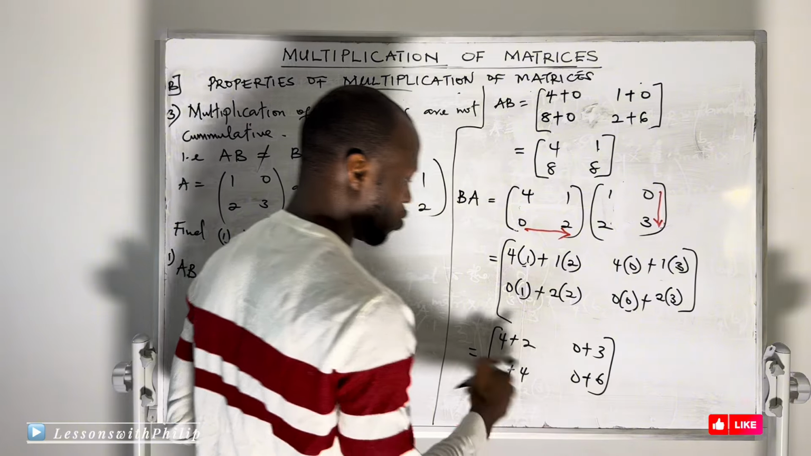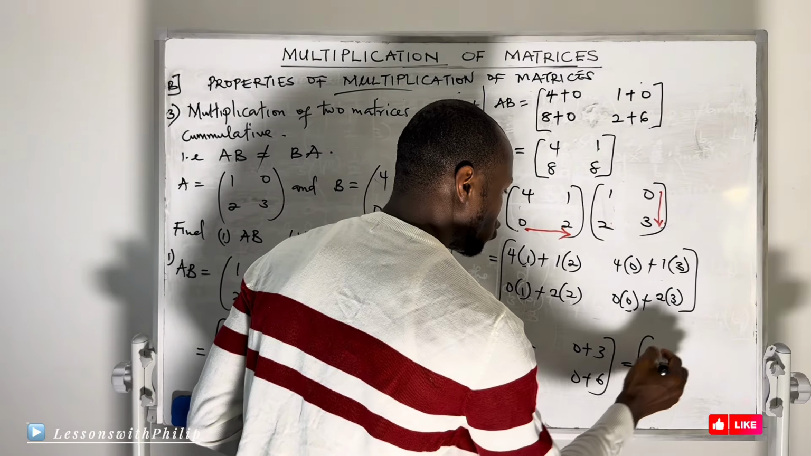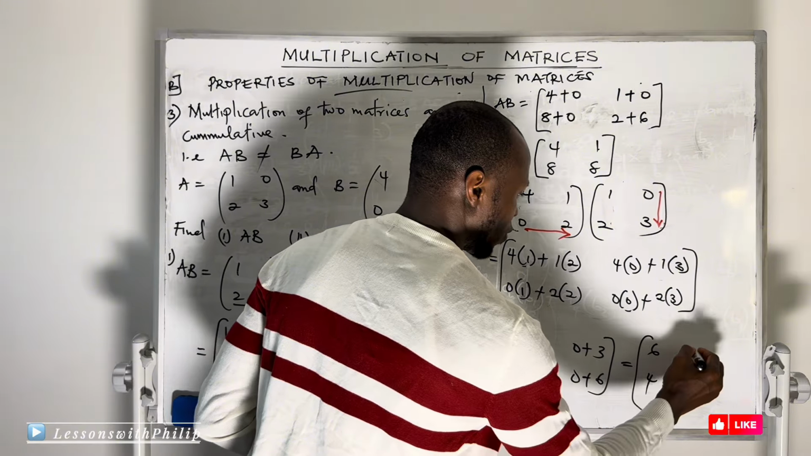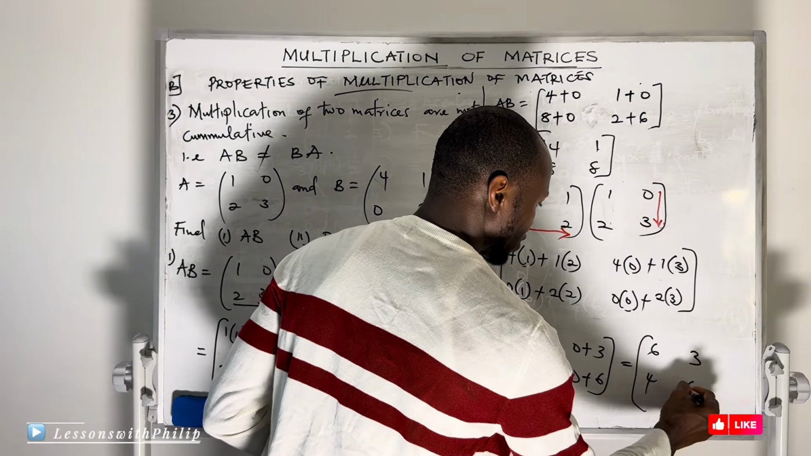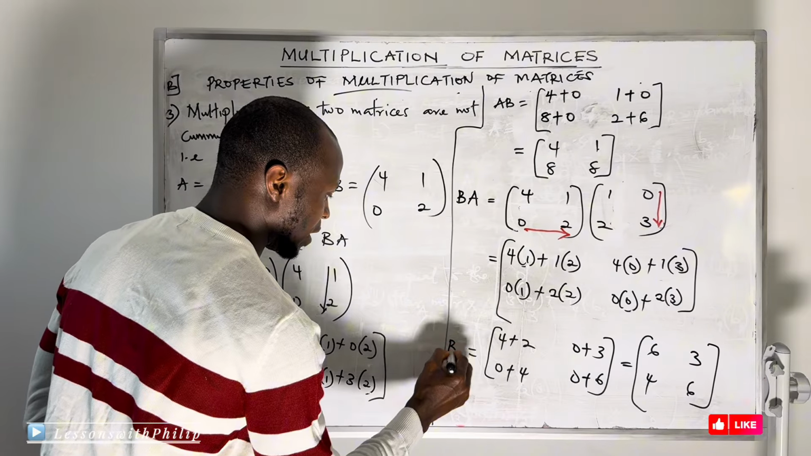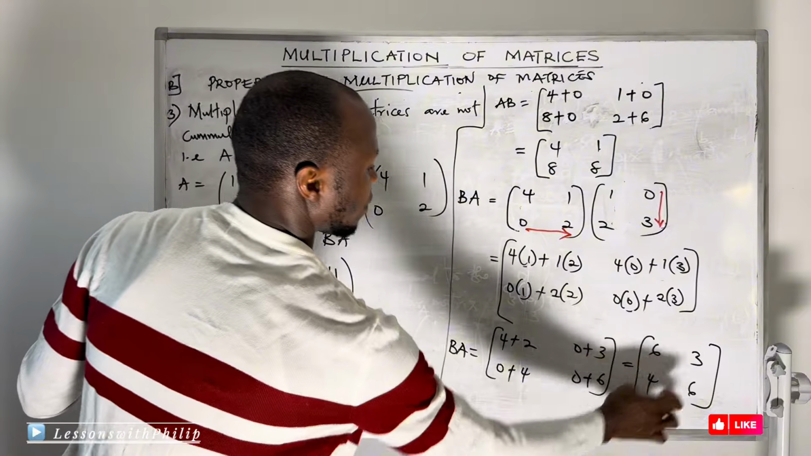Okay? If you add this, you get 4 plus 2 will give us 6. 0 plus 4 will give us 4. 0 plus 3 will give us 3. 0 plus 6 will give us 6. If you check this, this is my B plus A. Okay? If you check this two now, your B plus A is 6346.